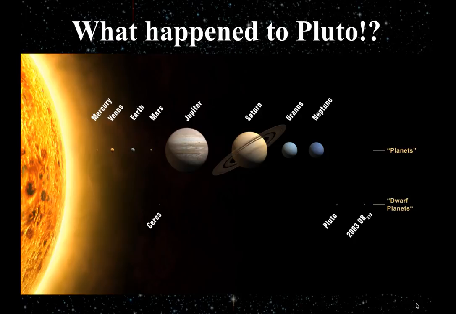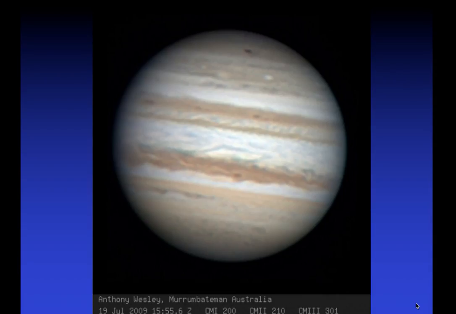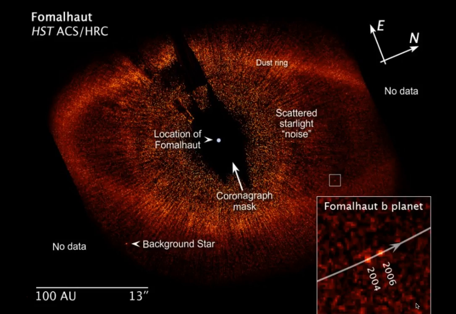You can see that the sun is huge in comparison to the other ones. This is a picture of Jupiter from a ground-placed telescope, and this is a photograph of a planet going around Fomalhaut. So Fomalhaut is one of the brighter stars in the southern sky. We see it in the south, I mean. And here we have a picture showing evidence of a planet going around another star. Okay.